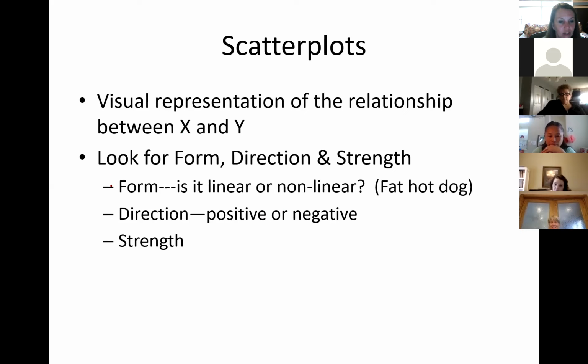And then strength is just how close the points fit the form, specifically that line. If you're thinking about the fat hot dog test that was talked about in the book, are we talking about a really fat hot dog? A turkey dog, on the skinny side? A Costco hot dog with a whole bun on it? Like how fat is your hot dog?